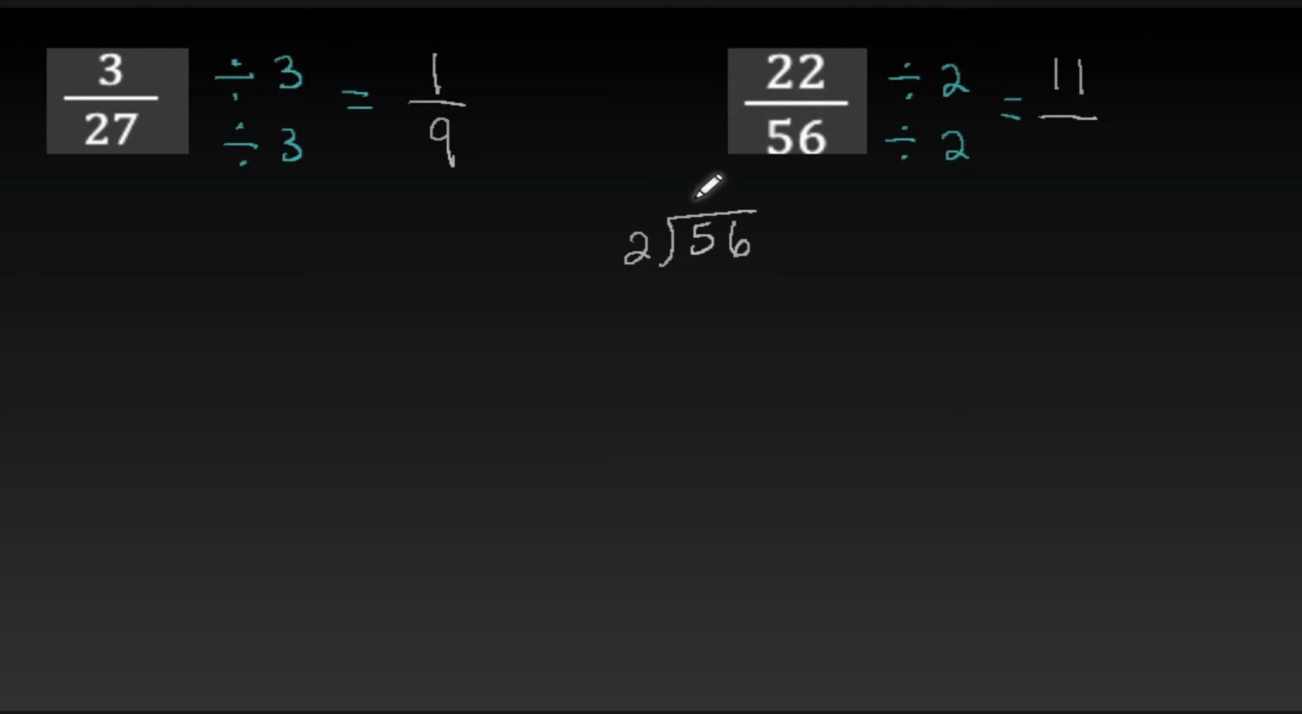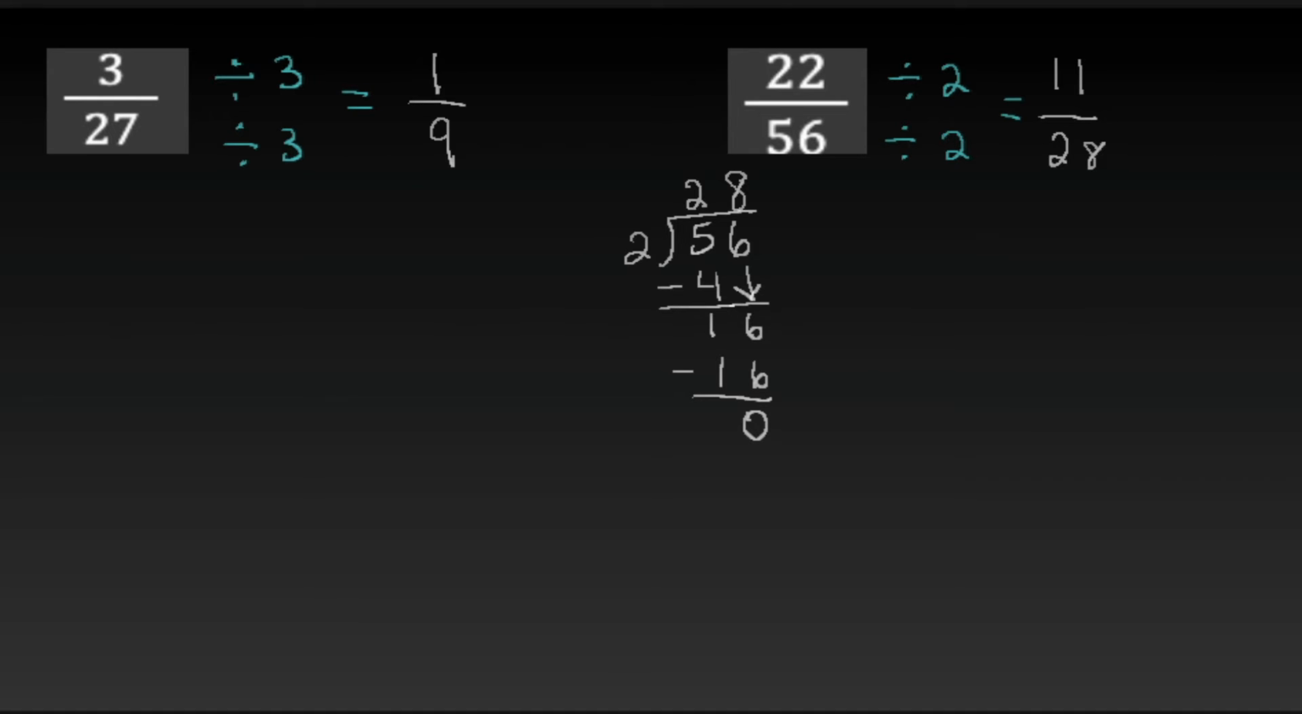2 goes into 5 without going over twice. 2 times 2 is 4. Subtract 4 from 5. That gives you 1. 2 does not go into 1, so we can bring down the 6 here. 2 goes into 16 8 times. 8 times 2 is 16. Subtract 16, and we have a remainder of 0. So the answer here is 28. Notice the common factor for both 11 and 28 is 1 because 11 times 1 is 11 and 28 times 1 is 28. So therefore, this cannot be simplified any further.